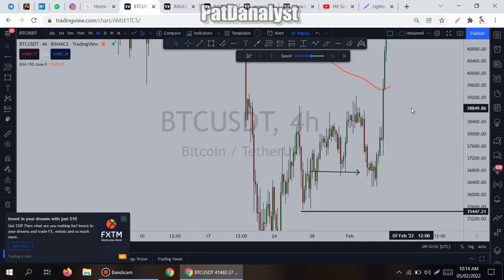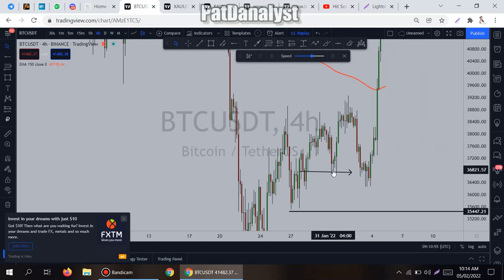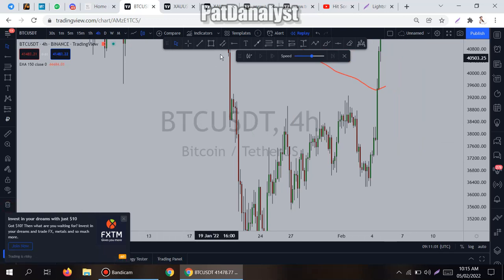But the truth is, I didn't take this particular trade because when this retest occurred, I was not on chart. Rather, I was having a sell bias from a retail perspective, which was this flag pattern around here.